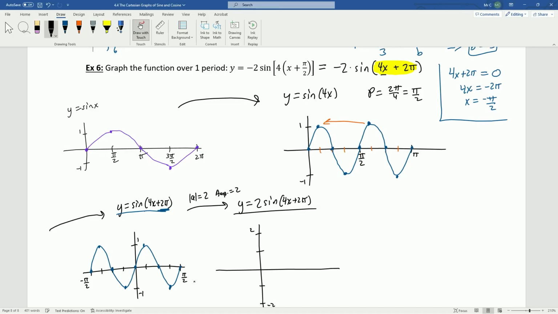That was supposed to be marked pi over 2 there on that previous graph. Pi over 2, negative pi over 2. Divide these into my 4 sub-intervals, and then plot my points, right? So on the left-hand side, I start at 0, and then I go up to 1, so now I go up to 2. And then back to 0, and to negative 2, and to 0, and to 2, and to 0, and to negative 2, and to 0.